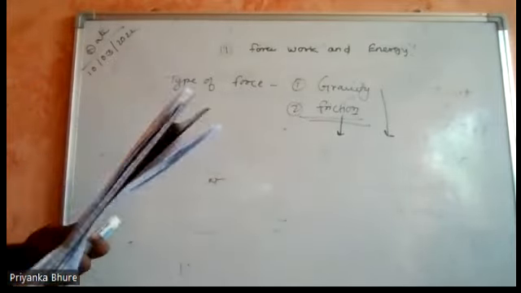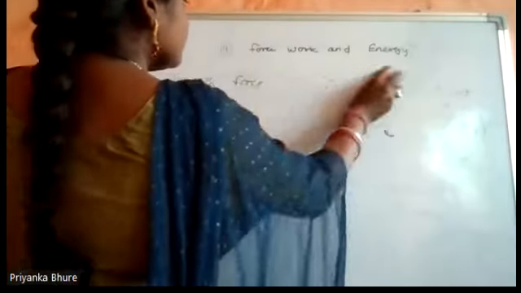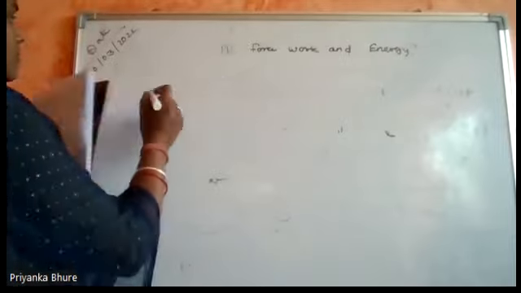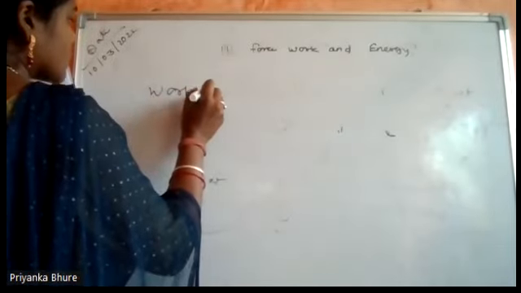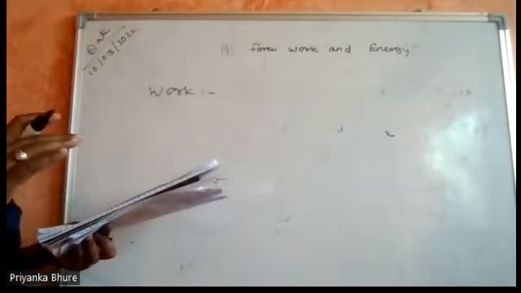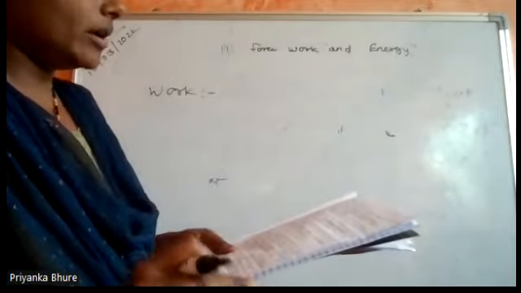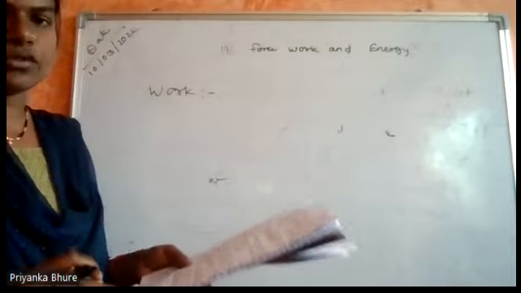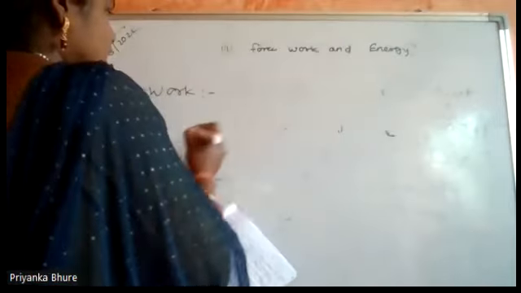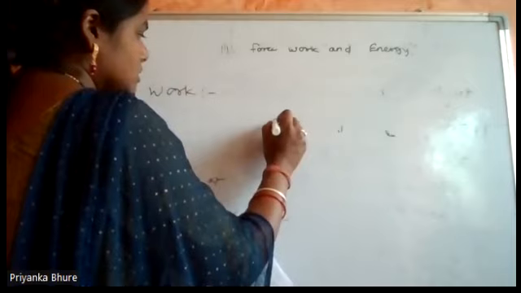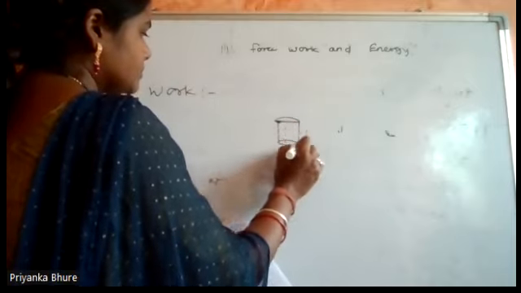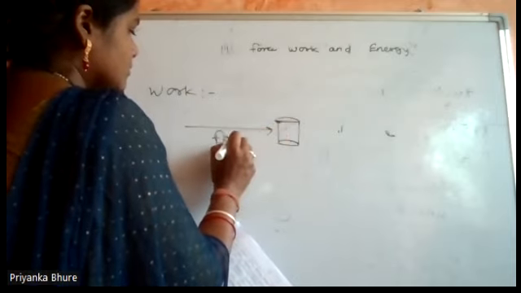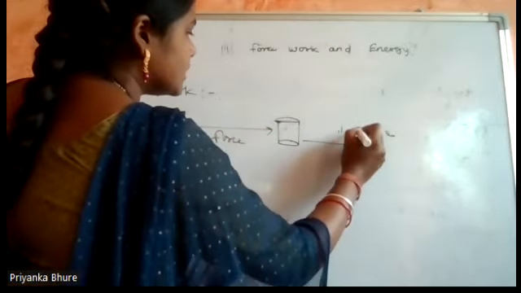Next, what do you mean by work? Work is said to be done when the force applied on an object causes it to move through a distance in the direction of the applied force. For example, here is the object, this is a cylindrical box, and we apply a force, so it will move a certain distance.